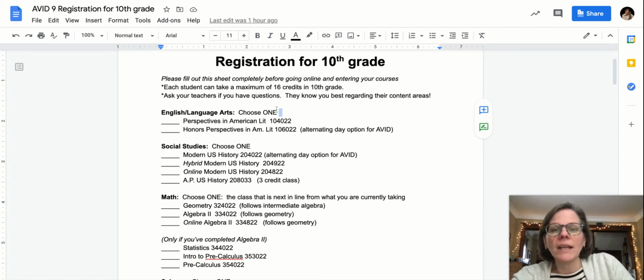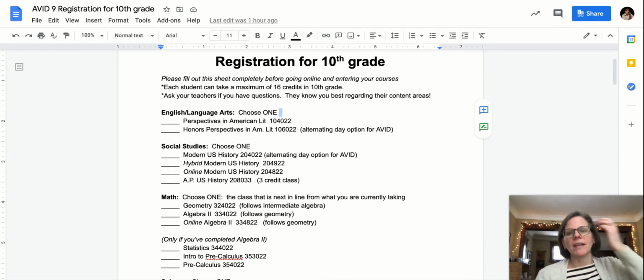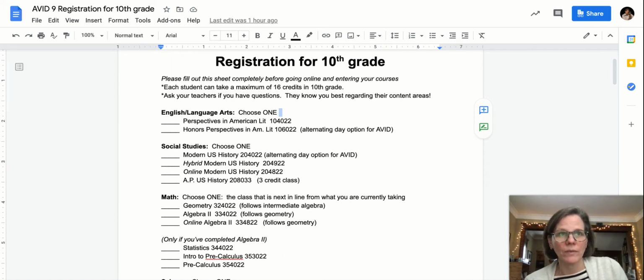Okay, so English, you have two options, perspectives in American Lit or honors. If you are in ninth grade English earning 5s and higher pretty consistently in the ninth grade course, if you are taking the honors options on assessments, honors perspectives in American Lit will be a good fit for you, especially if you enjoy reading, you enjoy writing and talking about literature. If you struggle to get through the reading, if you struggle to get yourself to write the papers, perspectives in American Lit is probably a better choice. If you're not sure, talk to your English teacher.